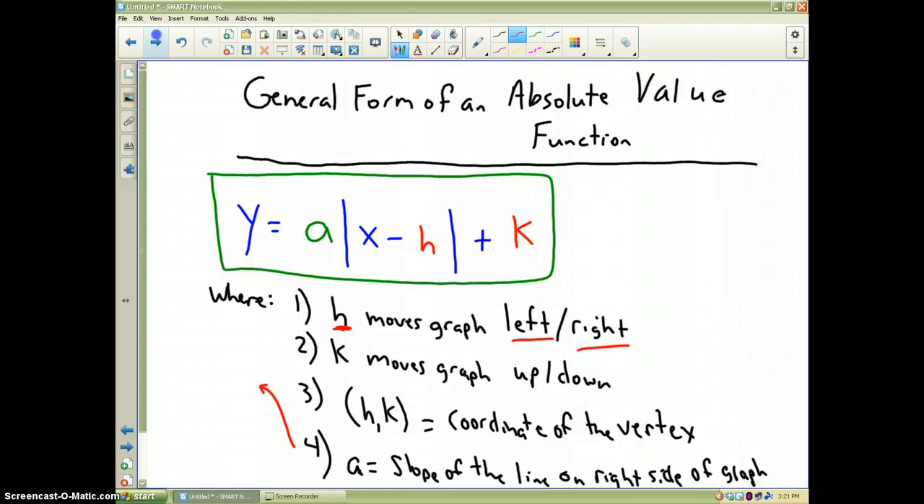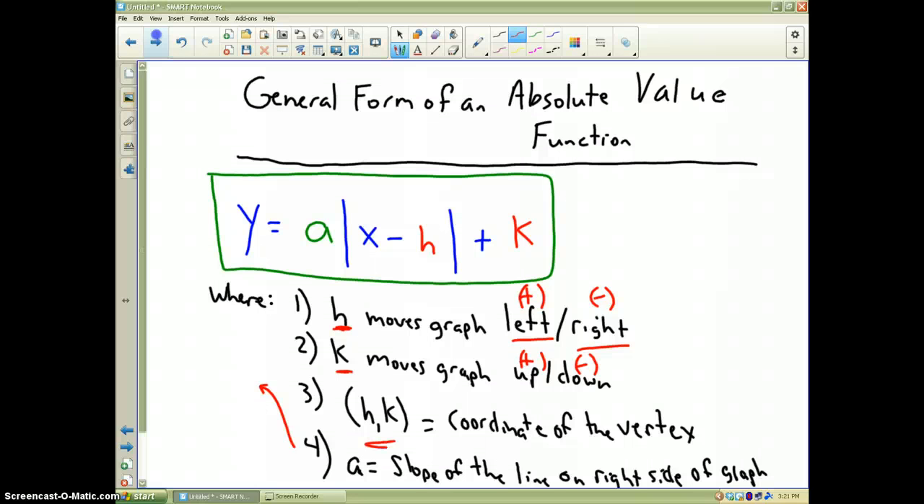And it moves opposite of what you think. If the h value is negative, it moves to the right. If it's positive, it moves to the left, just like linear functions did. The k value moves the graph up if the k value is positive, or down if the k value is negative.